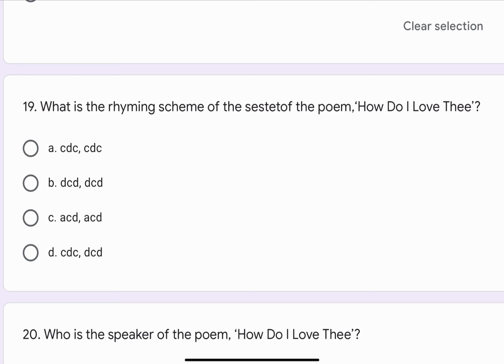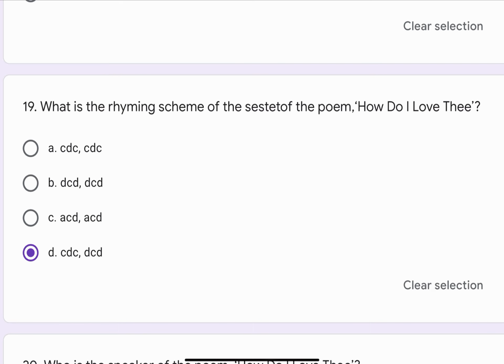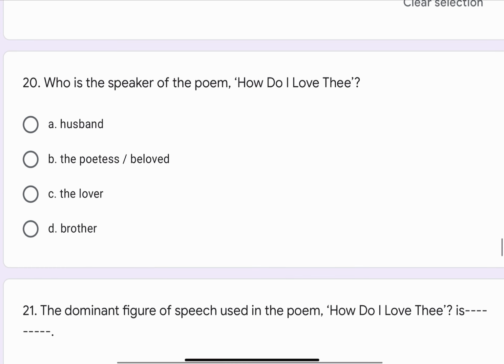Question number 19. What is the rhyming scheme of the sestet of the poem How Do I Love Thee? Options are A. CDC CDC, B. DCD DCD, C. ACD ACD, or D. CDC DCD. Correct option is option D. CDC DCD.